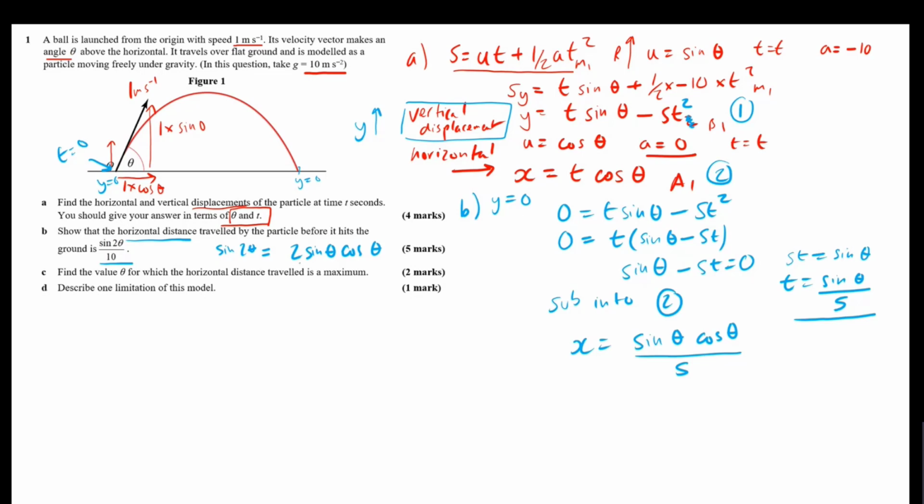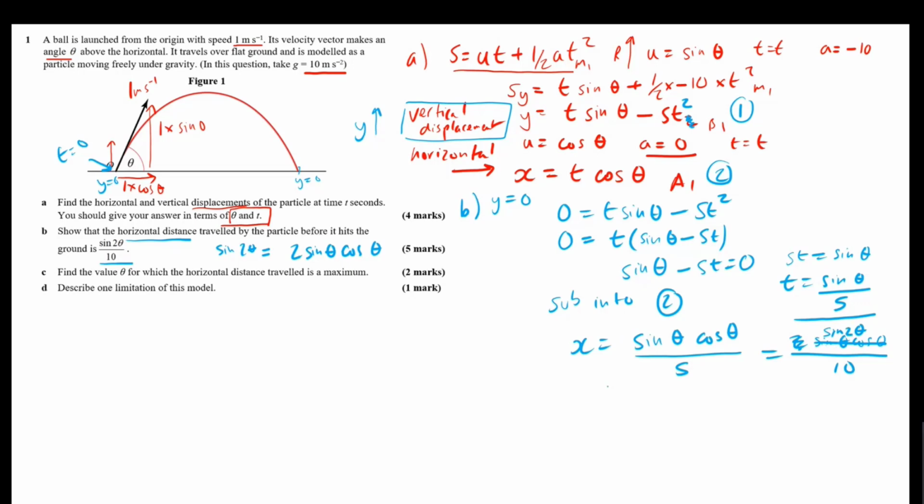So if sine 2 theta is over 2, can you see this is the same as writing this? Equals 2 sine theta cos theta over 10. Because you just multiply top and bottom by 2. Oh, sorry, that should say 2. So that is sine 2 theta over 10.